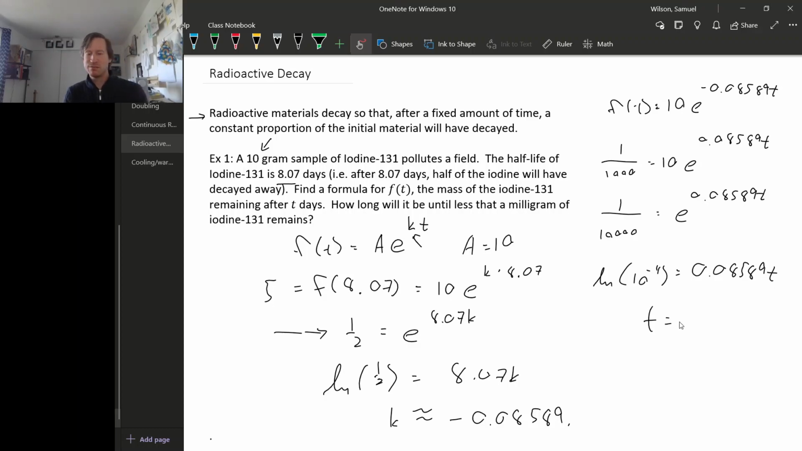So get the decimal approximation. Natural log of 1/10,000 divided by, oops, I dropped a minus sign. There should be a minus sign here, here, and here. So now divided by negative 0.08589, and I get 107.23. So this is going to be in days. So if this iodine showed up in your field, you'd have to wait almost a third of a year until you can start using that field again.